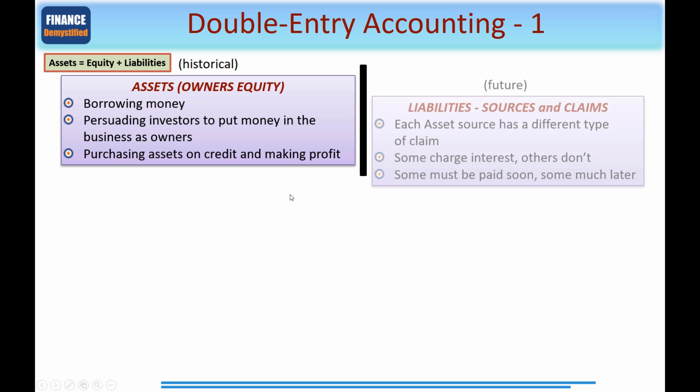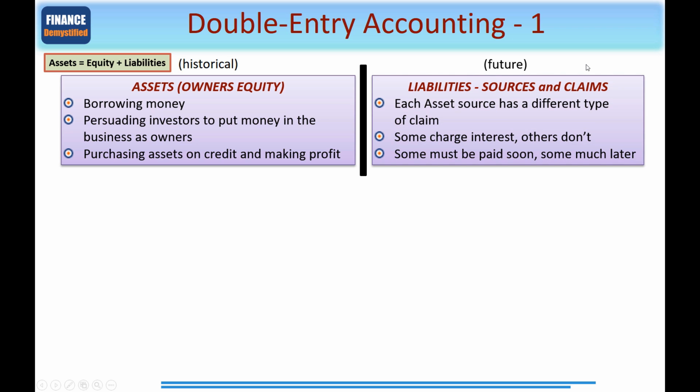What about the right-hand side? This looks at the future, both liability claims as well as their sources. Now, each asset source can have a different type of claim. Some sources might be charging interest, such as a bank. Others won't be. Some must be paid soon, possibly within the next month. Some much later, possibly years later.